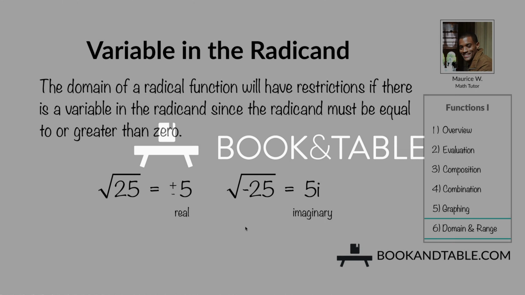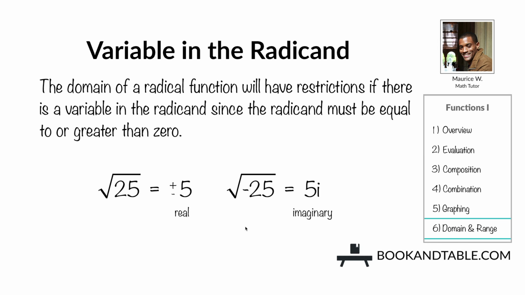Let's now discuss how we find the domain when a variable is in the radicand. The domain of a radical function will have restrictions if there is a variable in the radicand, since the radicand must be equal to or greater than 0. So if we had the square root of positive 25, that would be equal to positive or negative 5, both of which are real numbers.